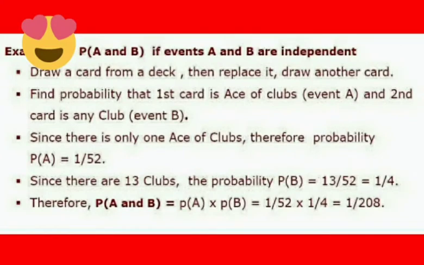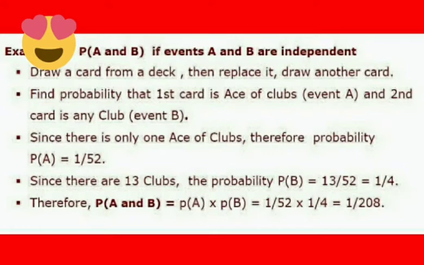Now, let us see this problem. Find the probability of A and B if events A and B are independent. For example, take a card from a deck, then replace it, and draw another card.